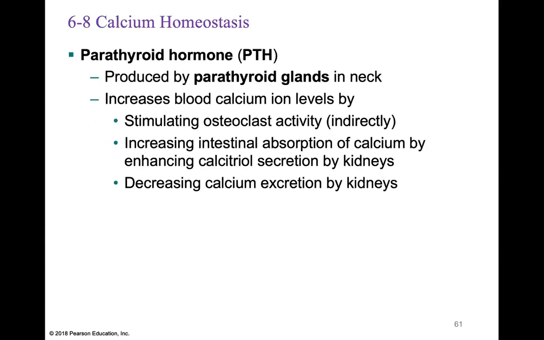And in looking at these two hormones, parathyroid hormone, which is produced by the parathyroid glands, will increase blood calcium ion levels by stimulating the osteoclast activity, increasing the intestinal absorption of calcium by enhancing calcitriol secretion by the kidneys, and decreasing calcium excretion by the kidneys. So it's acting on your existing bone storage of calcium by releasing some of that, increasing the uptake by the GI tract, and also decreasing any calcium excretion by the kidneys.